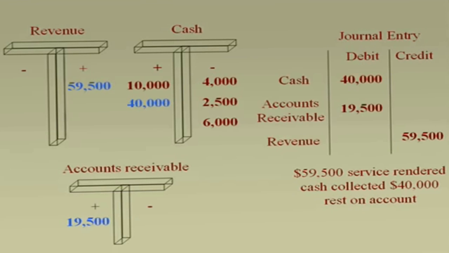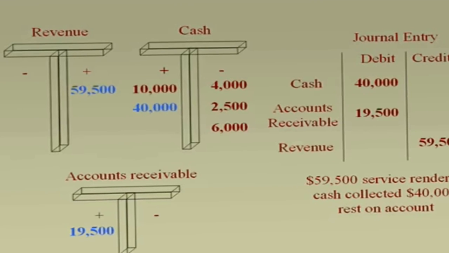Let's do the next one. What was the next transaction? The owner withdrew $30,000 for personal use. When an owner withdraws money for personal use, do you remember what's the name of it? It's called, yes, drawings. So the two accounts that are impacted are cash and drawings. Looks like.